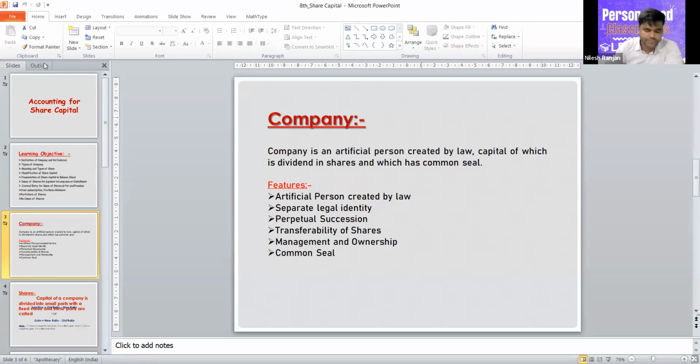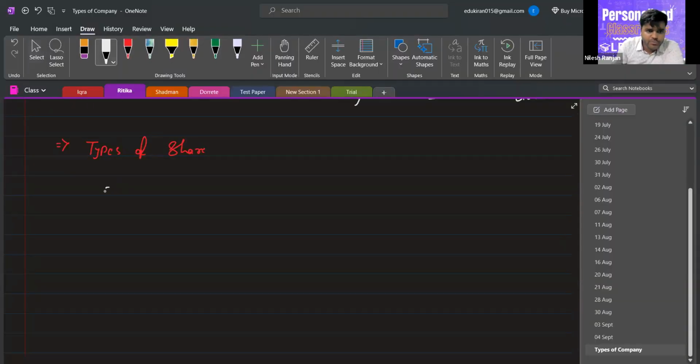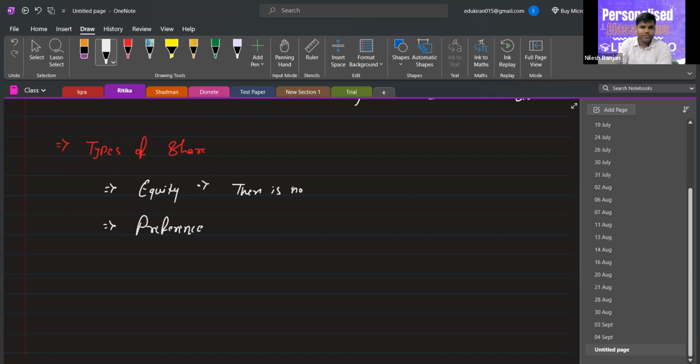Okay. Actually, it is not written here. So types of share. There are two types of share. One is equity and the second is preference. Now, there is no definition given for equity shares. Only the definition of preference share is given.